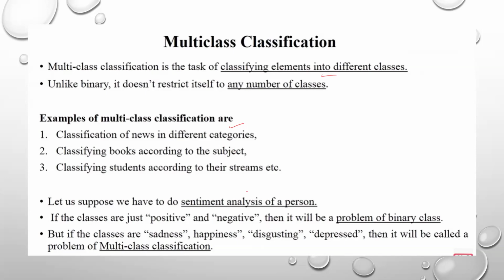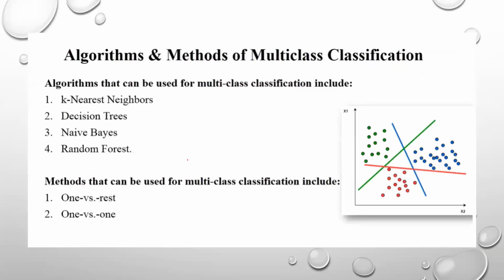We also have one very important research area, that is sentiment analysis of a person. If I want to do a sentiment analysis of a person, we can't say that a person is only positive or negative. We have many other things. We can also find out whether a particular person is sad, happy, disgusted, or depressed. These all come under the problem of multi-class classification. Coming to the methods that can be used for multi-class classification, they include one versus rest and one versus one. So this is multi-class classification where we have three different categories.